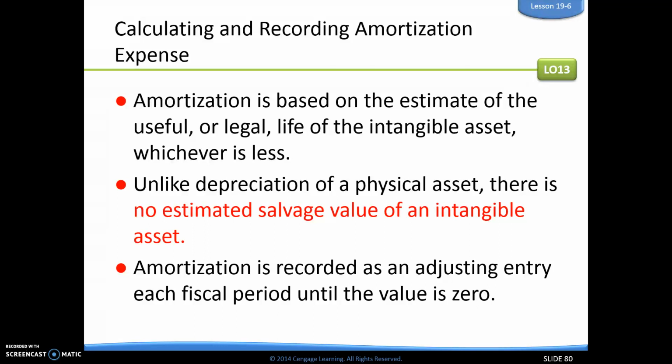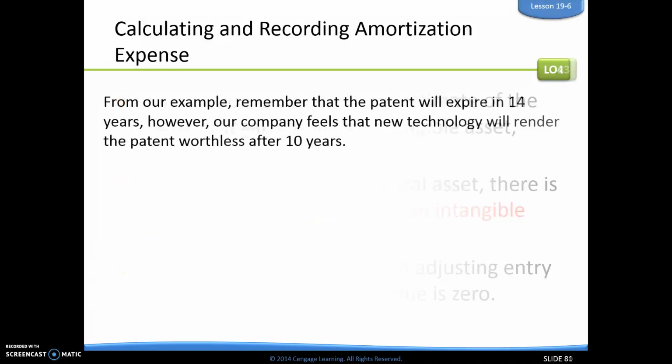Now, amortization is based on the estimate of the useful or legal life of the intangible asset, whichever is less. So remember that right now, the legal life of our patent is 14, but we estimate that it's only going to be useful for 10. Unlike depreciation of a physical asset, there is no estimated salvage value when we're talking about an intangible asset, so it will just be reduced all the way to zero. Amortization is recorded as an adjusting entry each fiscal period until the value is zero, which is something a little different than our depreciation expense. So just keep that in mind.